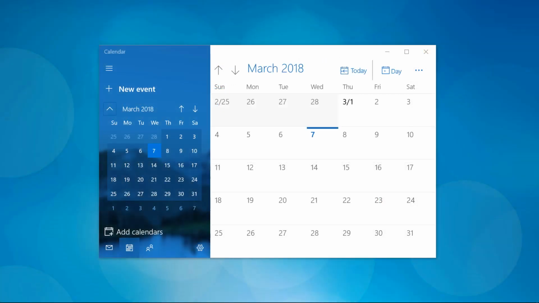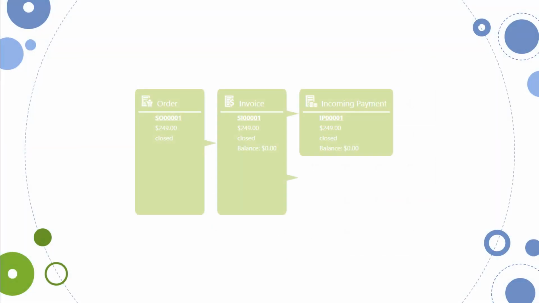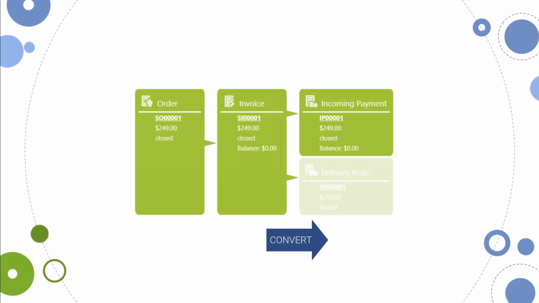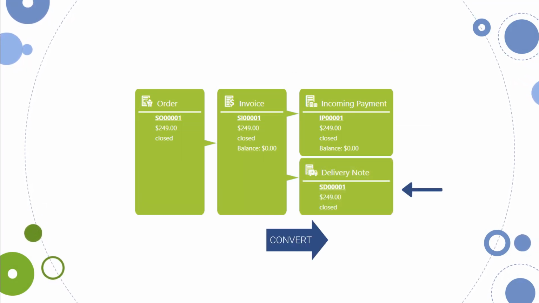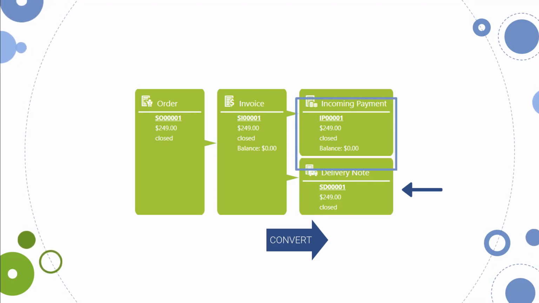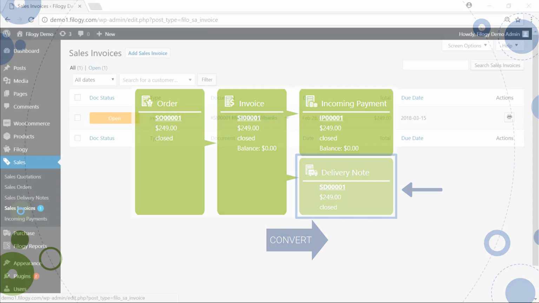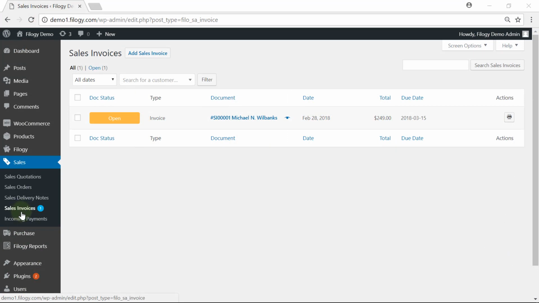It's March 7th when you deliver the goods. You are going to generate a delivery note from the invoice. Note that you generate 2 documents from the invoice, the incoming payment and the delivery note. Let's convert your pre-delivery invoice into a delivery note. This is the same method as we have done so far.